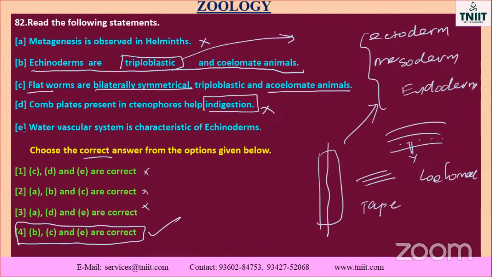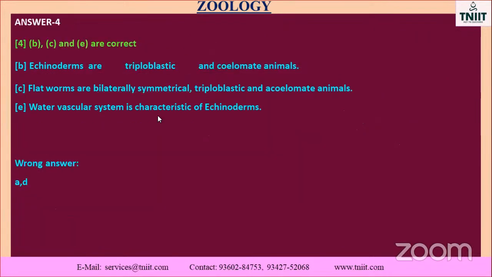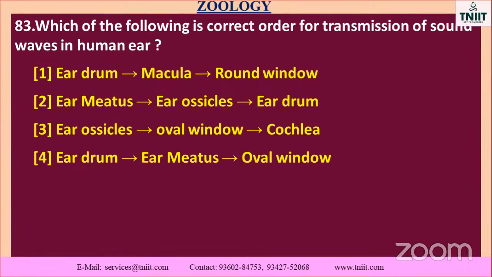The last one, E, is also correct. Water vascular system is a character of echinoderms. Yes, definitely. So these two points are very, very important: echinoderms are triploblastic and coelomate, and the water vascular system is a characteristic of echinoderms. Many times they ask questions on the water vascular system in NEET. A and D are wrong, so B, C and E are correct statements. Go to the next one. Which of the following is the correct order of the transmission of sound waves in the human ear?